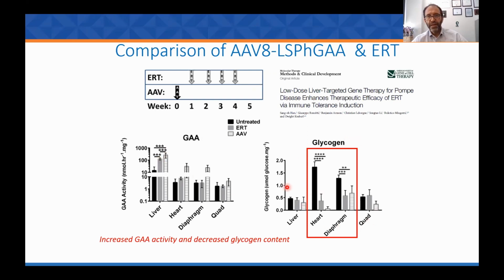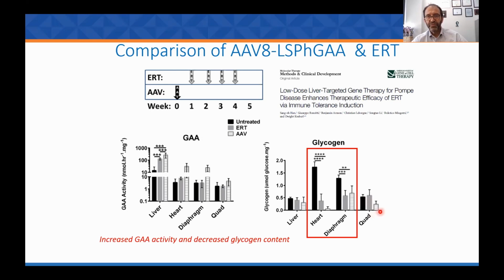And then importantly, the glycogen is coming down, and the glycogen is more sensitive for detecting the biochemical correction of Pompe disease. So both for ERT in the gray, and then the very low bar here for AAV gene therapy, the glycogen is really decreased markedly. And that's 5 weeks after the initial treatment. Similarly, for the diaphragm, we're seeing a nice reduction of glycogen from this either ERT or low-dose gene therapy.